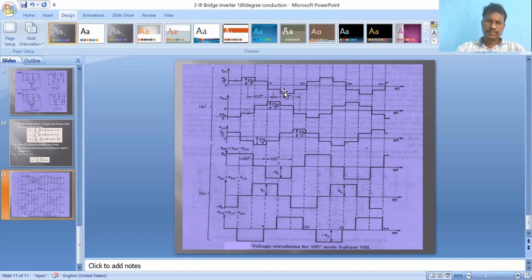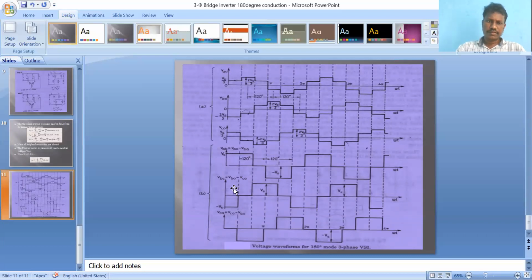So these are the three phase voltages. Now we calculate line voltage Vab is equal to Va0 minus Vb0. So in 0 to 60, Va0 is plus Vdc by 3, Vb0 is minus 2 Vdc by 3. Subtracting these two, Vdc by 3 plus 2 Vdc by 3, we are getting Vdc.